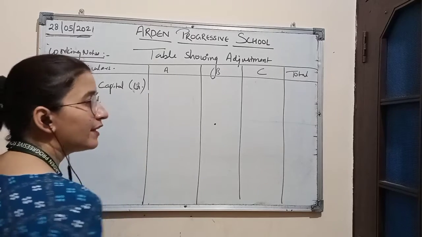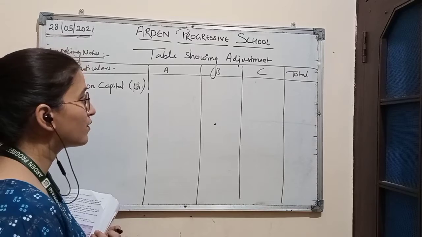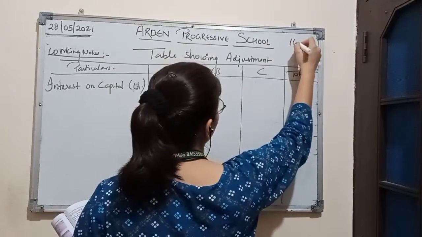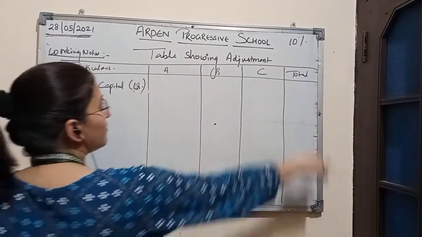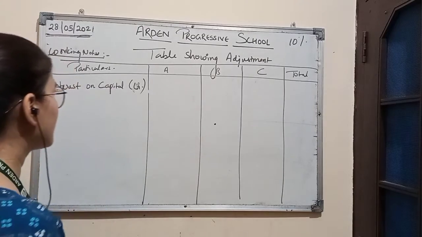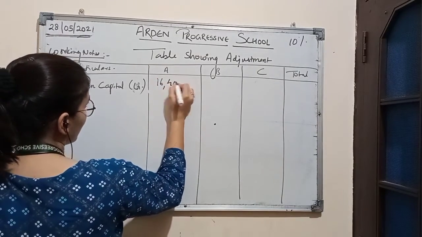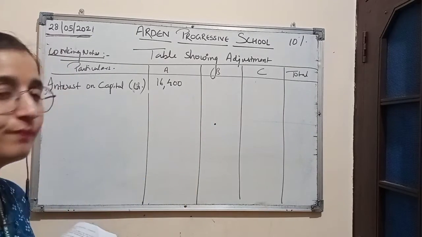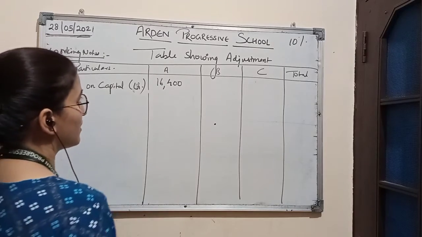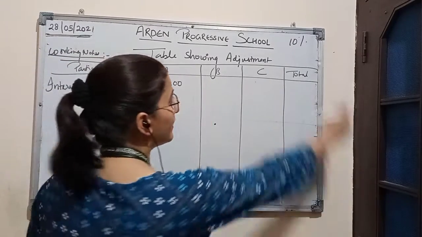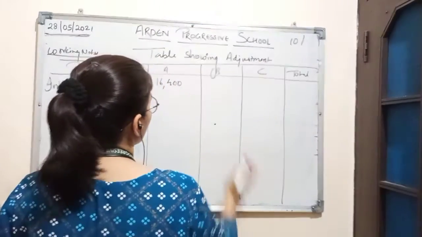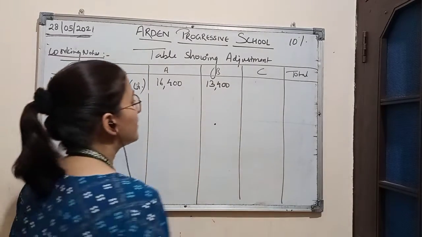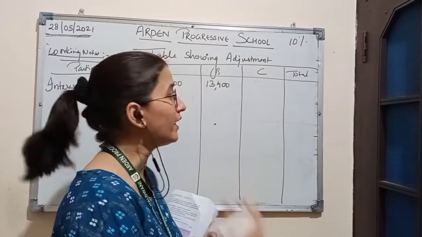Now, we have calculated the opening capital of A. Opening capital of A was rupees 1,64,000, and we know the rate of interest on capital is 10%. So 10% of 1,64,000 is 16,400. In the same way, opening capital of B is 1,34,000. So interest on B's capital will be 10% of 1,34,000, which is 13,400. And C's opening capital is rupees 1,18,000.